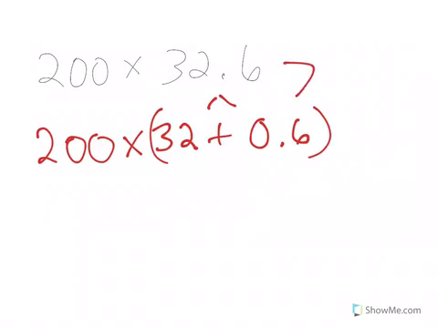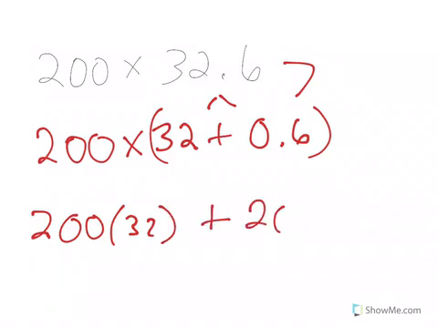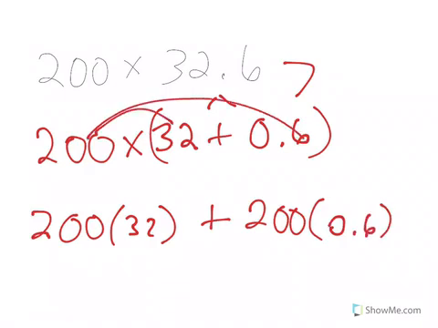Now, breaking that down even further, I can look at this as 200 times 32 plus 200 times 0.6, or 6/10, right? We're distributing the 200 out. That's why it's called the distributive property. And so this becomes a little bit easier because, since it's 200, I can use some of my math shortcuts that I know, okay?